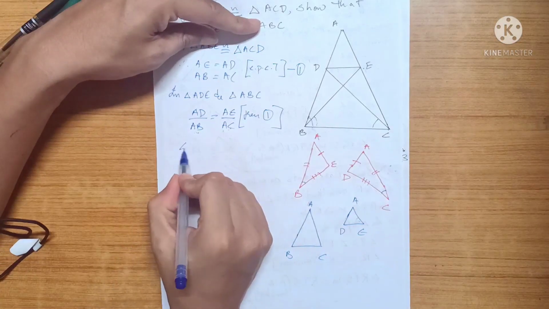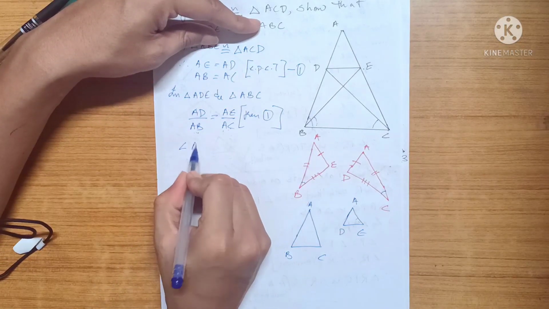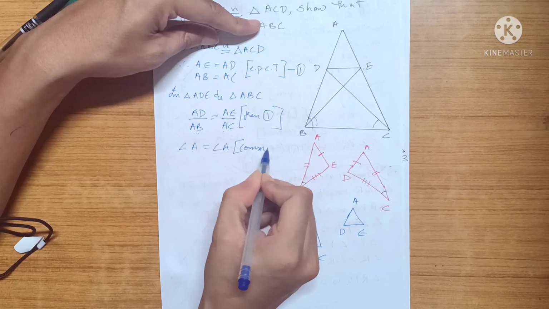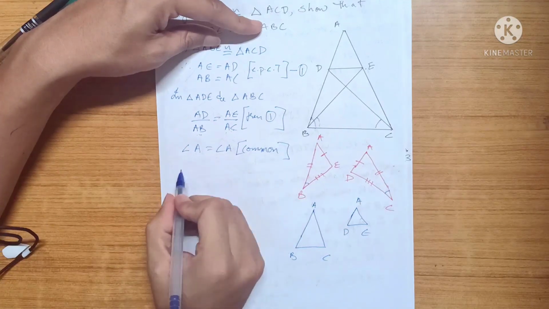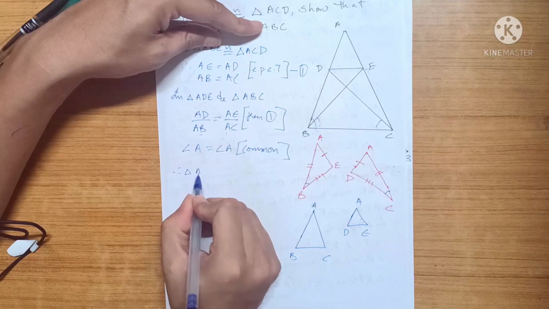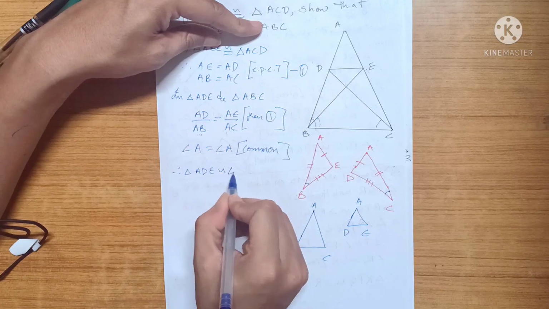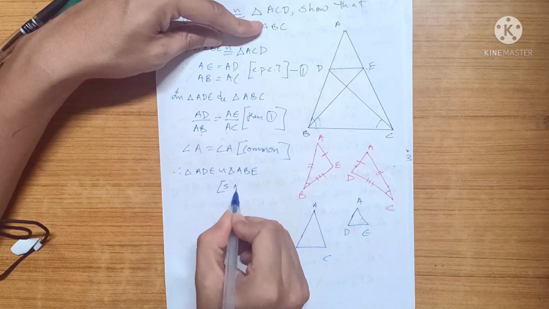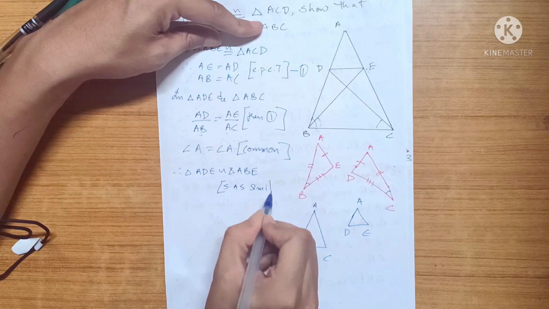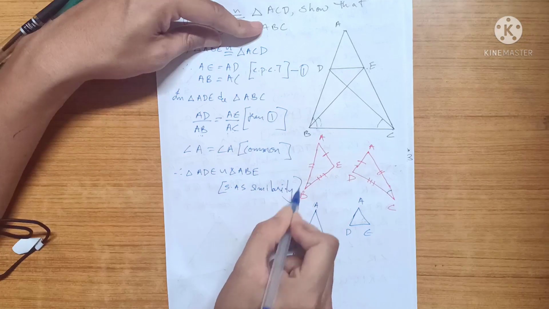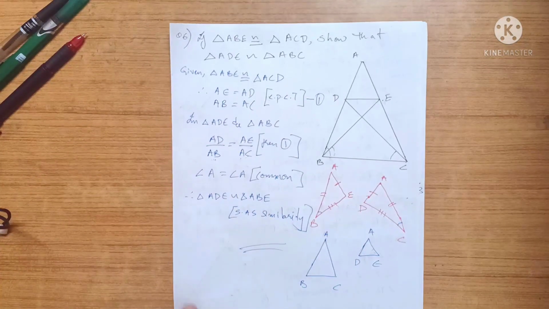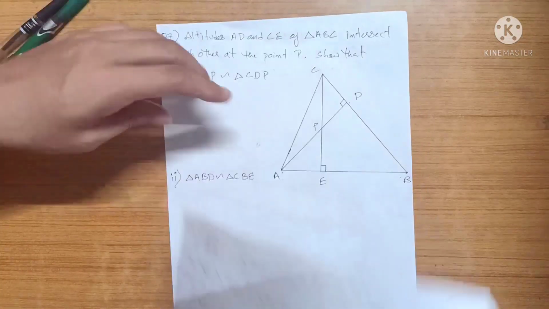Okay. And angle A equal to angle A, common. I hope you understood the question. So therefore triangle ADE is similar to triangle ABC by what? SAS similarity. Done. Let's move on to question number 7.